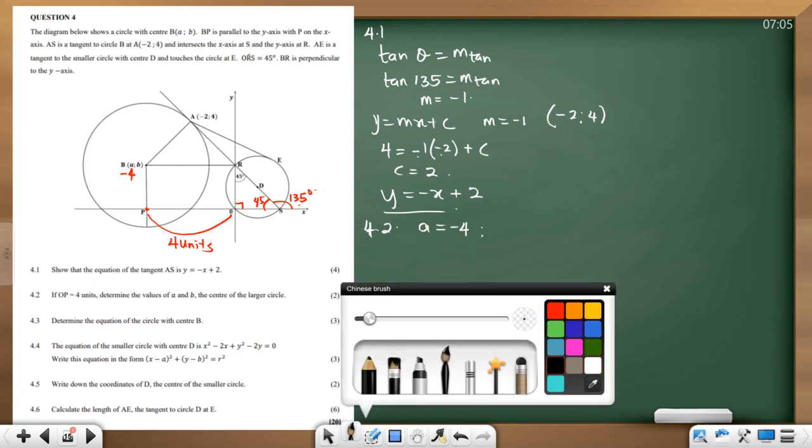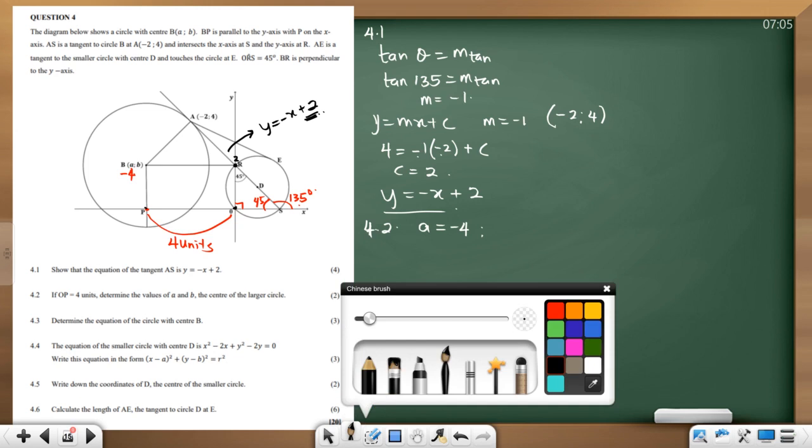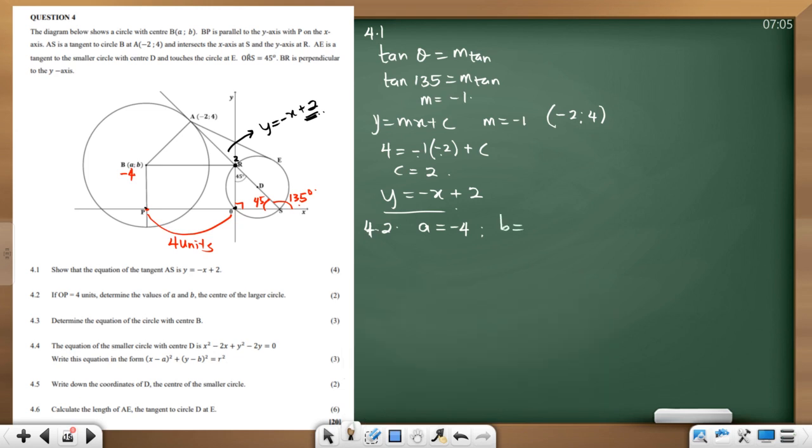Question is, what is B? What is B? B is the vertical. Okay, from here. Oh, wait, we know the equation of this line. y equals -x plus 2. That's my y-intercept. So that is 2. So from here to here is 2. So my B is 2. So what's the center of the circle? Or determine the values of A and B. We're done. Please take note of that and try to make sense. This is a very beautiful question.